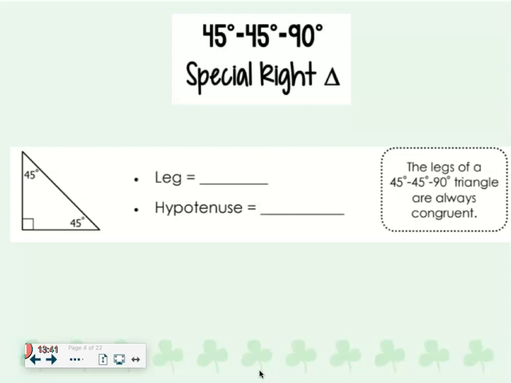Okay, so this is for the 45-45-90. Let's call our legs X. So our leg is just X. How do we find our hypotenuse? What do we do to it? X root 2. That's it.